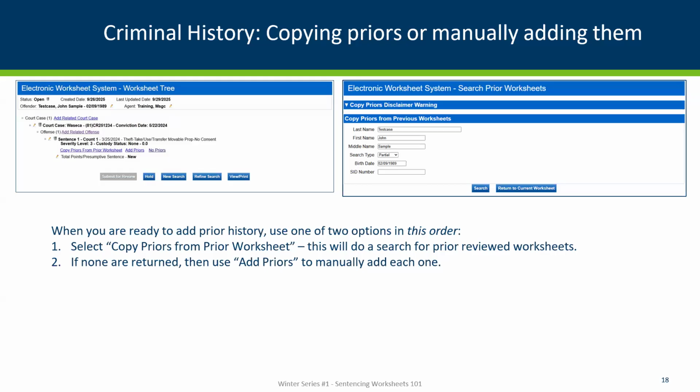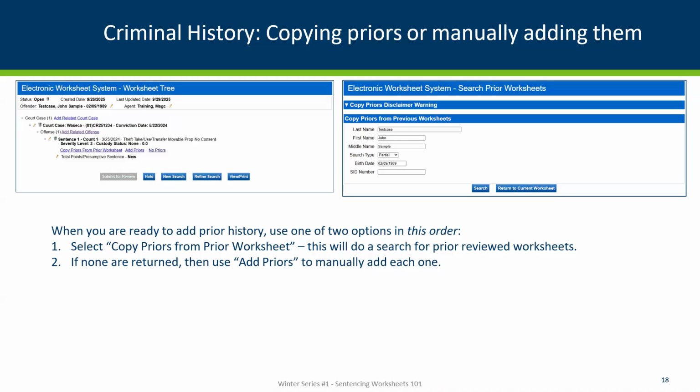So when you do copy priors from prior worksheets, it opens up this new screen, search prior worksheets. I would recommend leaving just the first name and the last name in there. Not even the birth date, no middle name, no SID number. The less information you put in, the wider the search parameter.